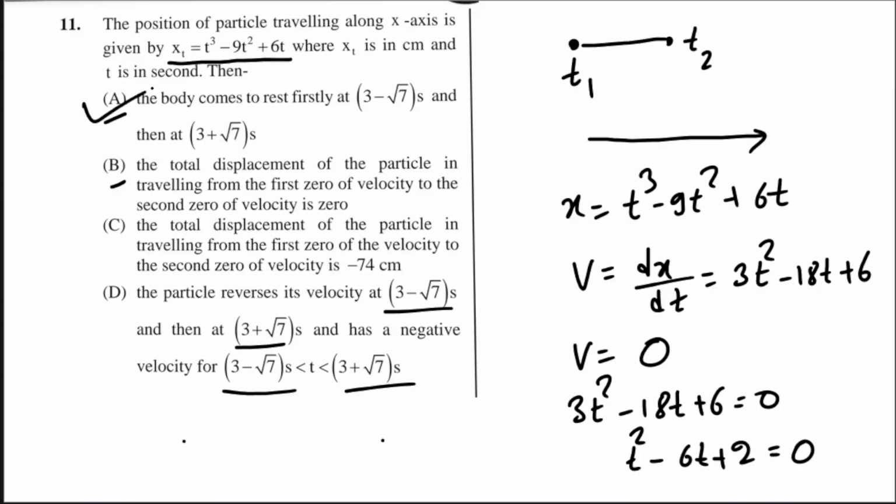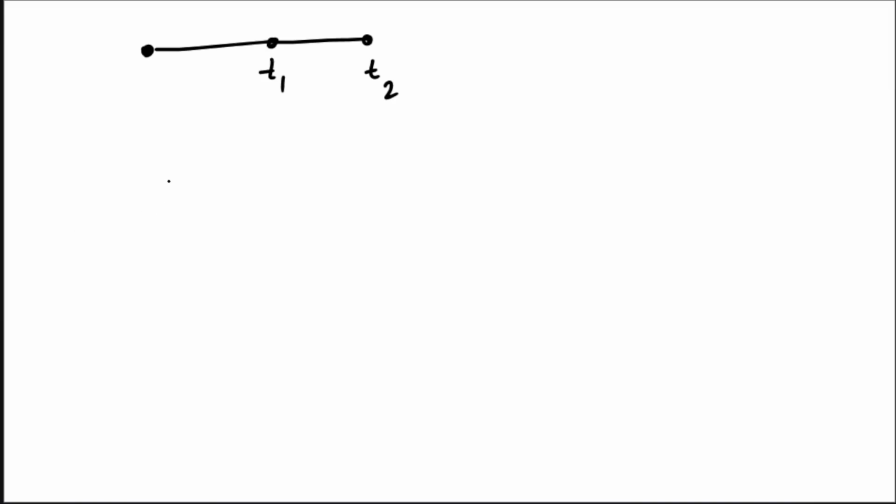So let's say the body started from here. At time t1 velocity is 0 and at time t2 velocity is also 0. Now let us analyze the motion. So the first option will be correct, right? This is correct. Now for analyzing d and b and c calculation, let us first analyze the motion.